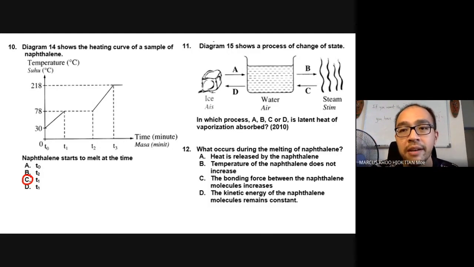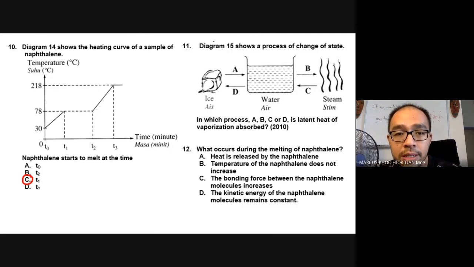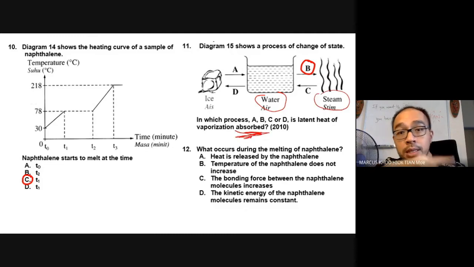All right, number 11, I accidentally showed you the answer, so I'm going to show this. Latent heat of vaporization is absorbed in B, when water changes to steam. Absorb means it's to the right.